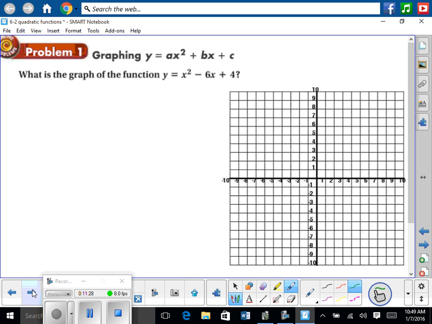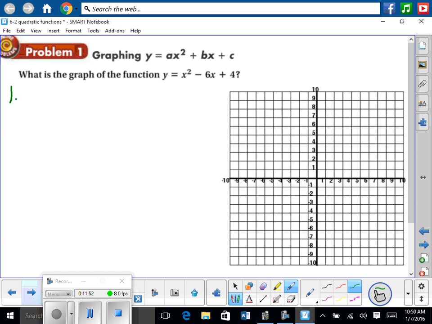So, pay close attention. For some reason, this was super hard for first hour, and I have no idea why. You follow the steps, period, end of story. So I need you to all pay close attention, please. So it says, what is the graph of the function y equals x squared minus 6x plus 4? My first step, follow the step-by-step instructions, and then pretty soon you'll just know them. And you'll use them every time. What's my first step?